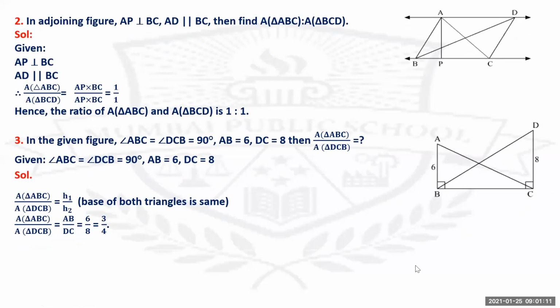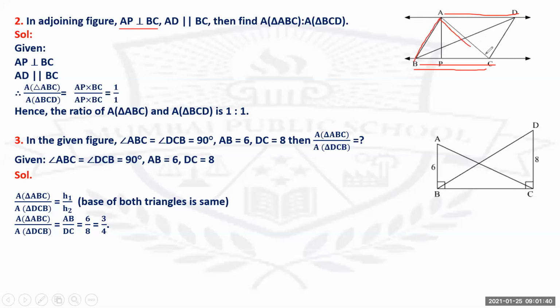Again here, see, in the adjoining figure, AP is perpendicular to BC and AD is parallel to BC. You have to find the area of triangle ABC upon the area of triangle BCD.